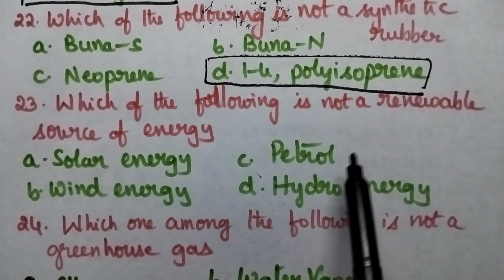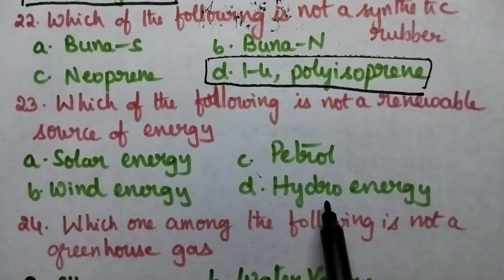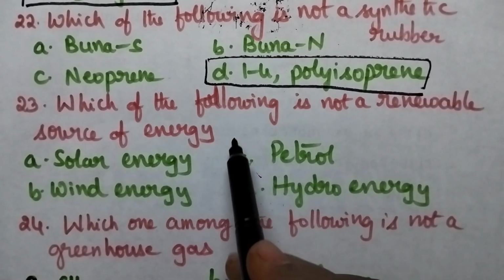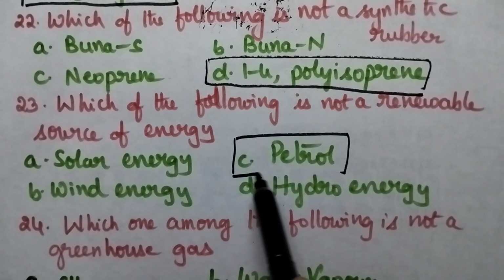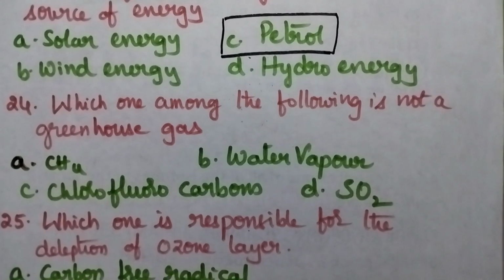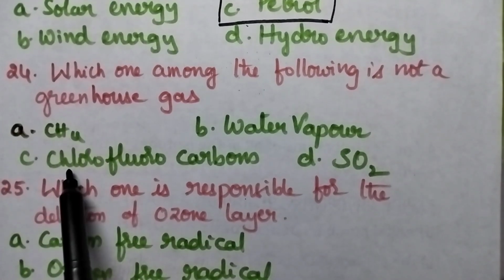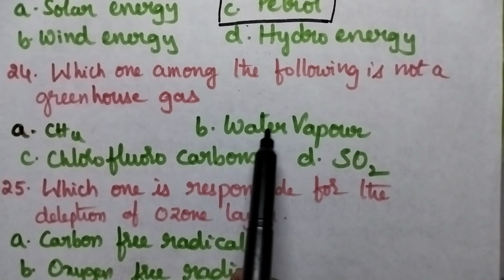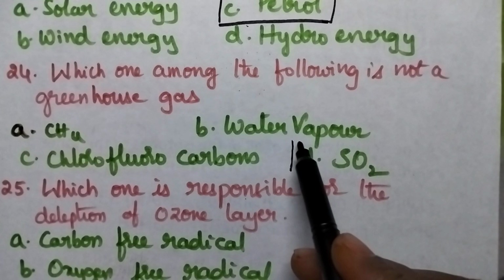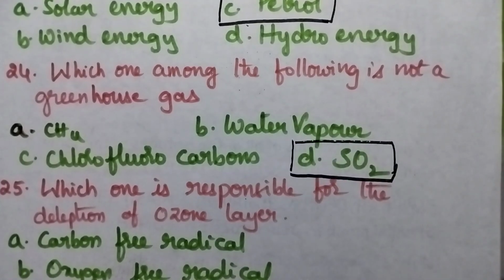Which of the following is not a renewable source of energy? Solar energy, wind energy, hydropower are good examples of renewable energy. So option C, petrol, is not a renewable source of energy. Which one of the following is not a greenhouse gas? Methane, chlorofluorocarbons, and water vapor is responsible for greenhouse effect, whereas sulfur dioxide is not responsible for greenhouse effect. So it is not a greenhouse gas.